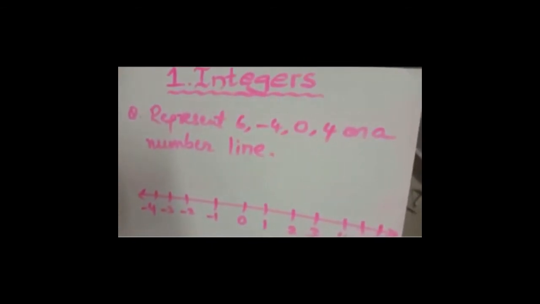Next, here we will go with representing these integers on the number line. So here I given the problem: represent 6, -4, 0, 4 on a number line.